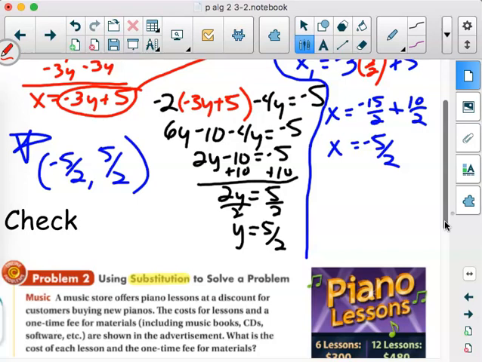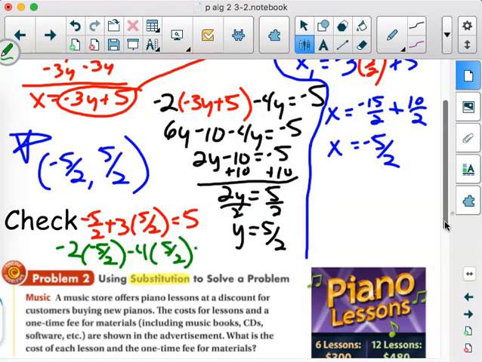So x plus 3y, -5/2 plus 3 times 5/2 is supposed to come out to 5. And then -2x, so -2 times -5/2 minus 4 times 5/2 is supposed to come out to -5.